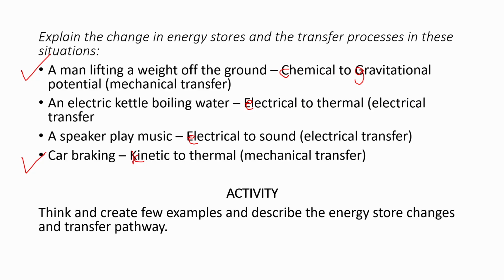So with the first and fourth examples, it works fine. A chemical energy store in the man's muscles to the gravitational energy store as the weight is off the ground. And again, the kinetic energy store, the wheels, the thermal energy store of the friction. But with the other ones here, you've got a mixture of pathways.